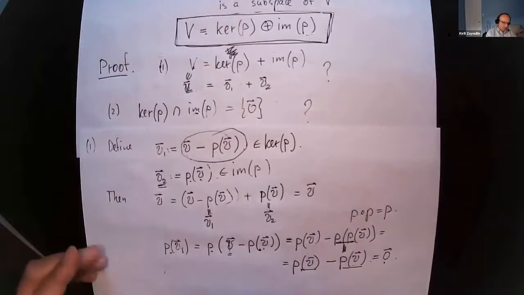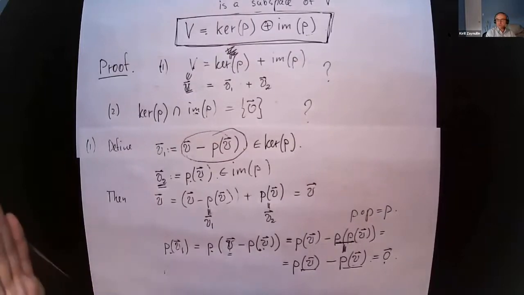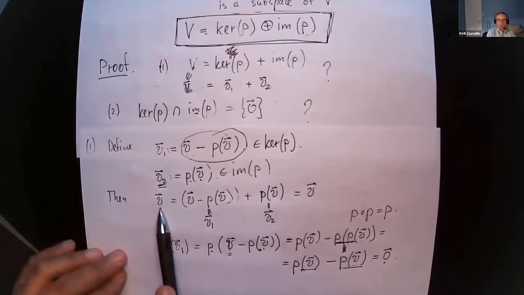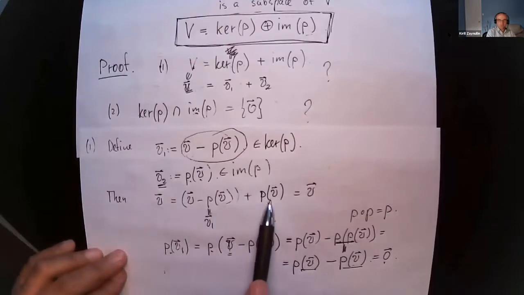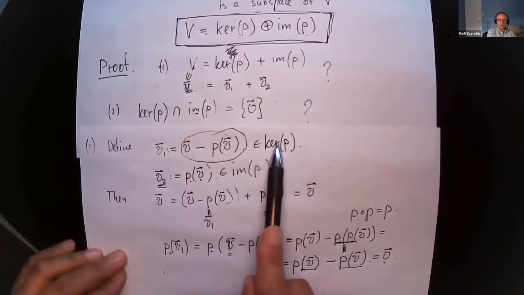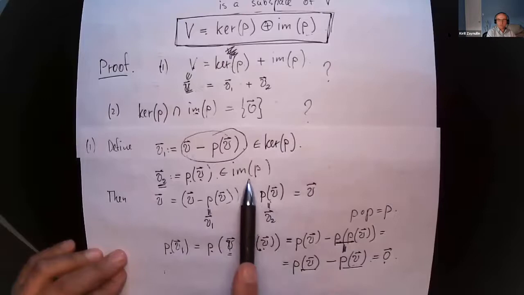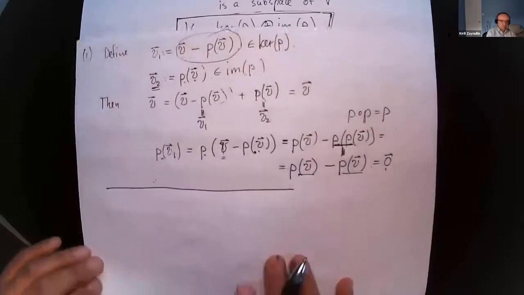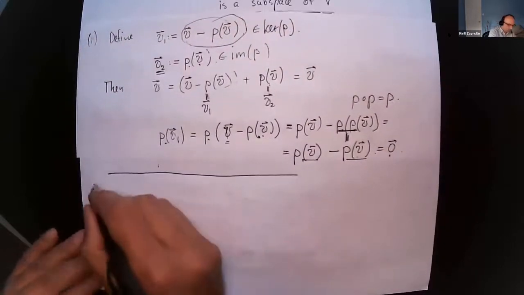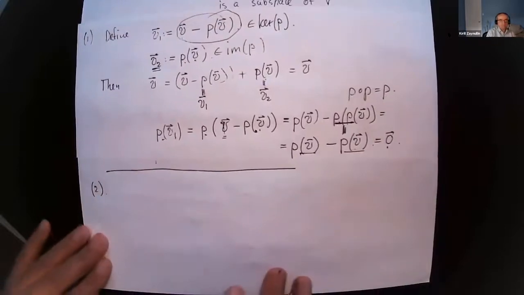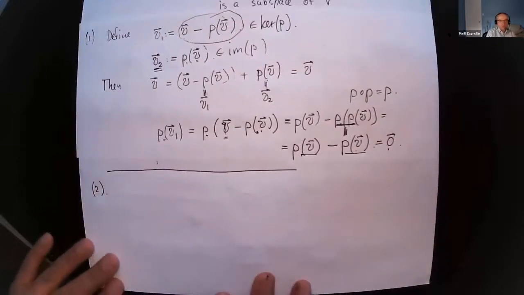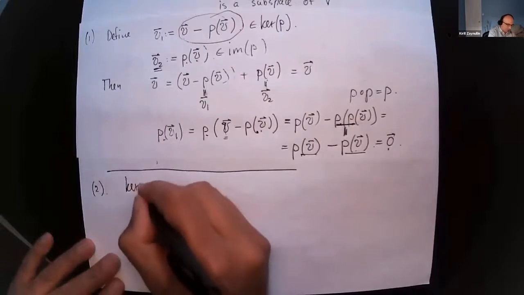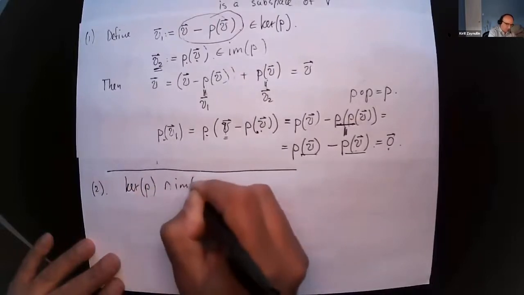And of course, we just finished with condition 1, because we expressed our vector V as a sum of two vectors. One is from the kernel, and another one is from the image here. That's it. Okay. So now let's look at the second property. As for the second, we would like to check that the kernel of P, again, intersect the image of P is 0.